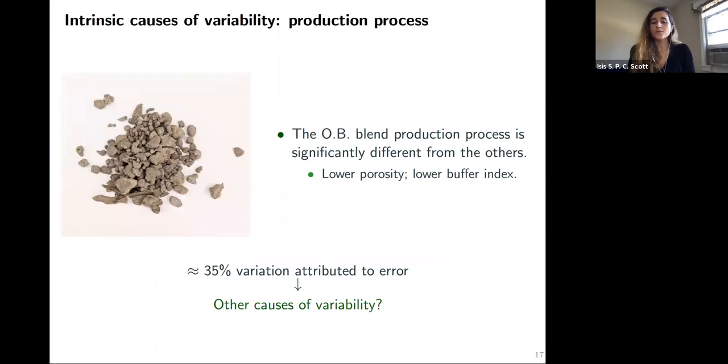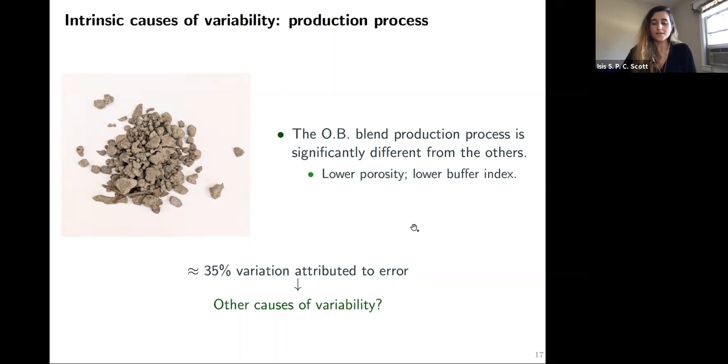And then we also analyzed some of the intrinsic causes of variability, starting with the production processes. So we saw that the blend production process was significantly inferior in comparison to the other 4 production processes. And we attributed that to the fact that the material had a lower porosity as well as a lower buffer intensity. But still, production process was not able to explain all the causes of the variability of the phosphorus removal capacity.